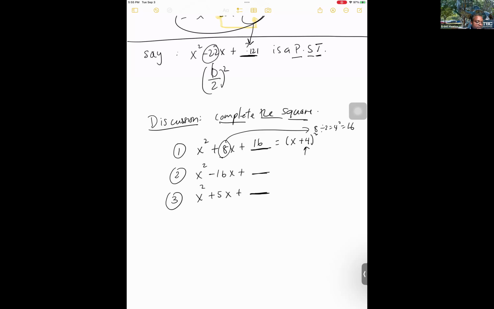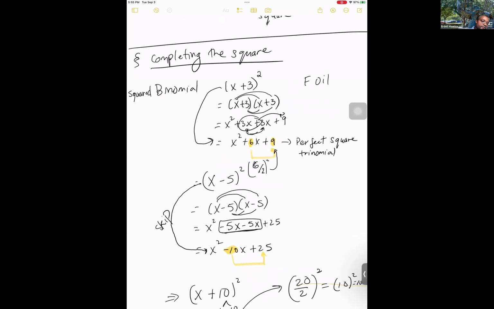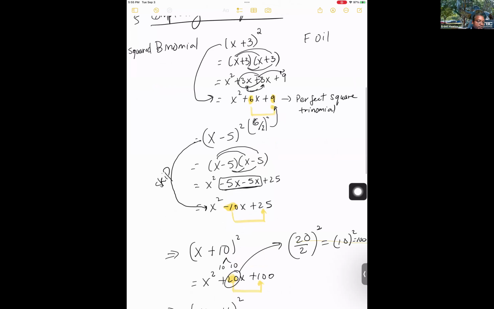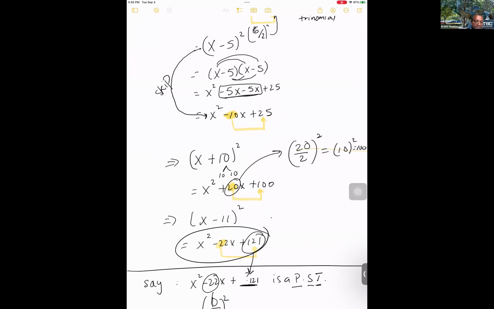If I go back for a quick session, you'll see that's exactly what happens here. The original value is x plus 3 squared; 6 divided by 2 gives us the 3. Down here, the original is x minus 5 squared, since negative 10 divided by 2 is negative 5. Going in reverse is much easier because all you're doing is dividing by 2 and writing it in the correct format. If I gave you 20, 20 divided by 2 is 10, so that's x plus 10 squared, the perfect square.